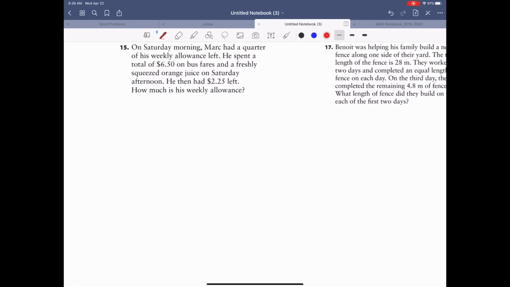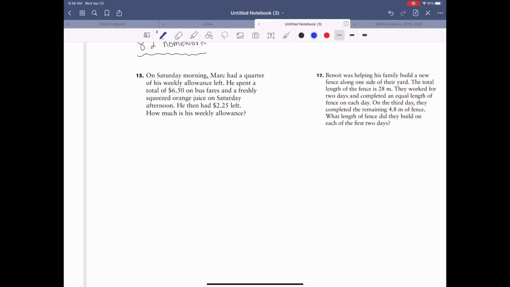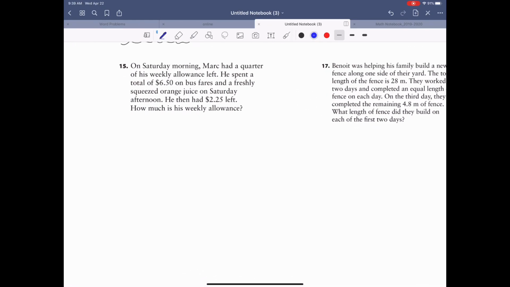8.2. Okay, so on Saturday morning, Mark had a quarter of his weekly allowance left. Okay, he spent a total of 6.5 on bus fares and a freshly squeezed orange juice on Saturday afternoon. Then he had 2.25 left. Okay, so how much is his weekly allowance? So the total is asked. So they ask you about the total, which is x.